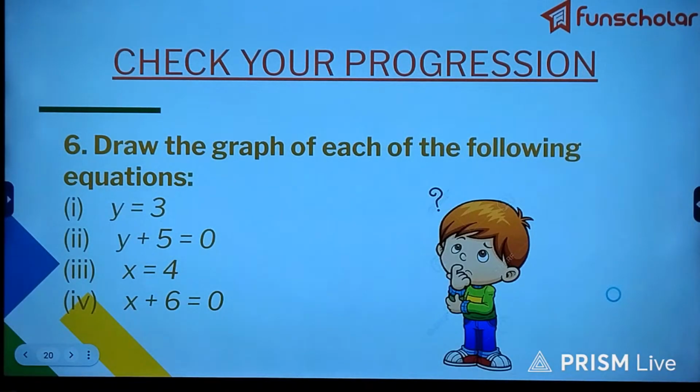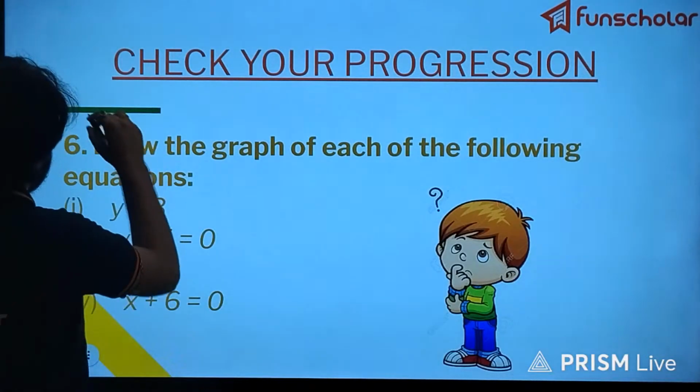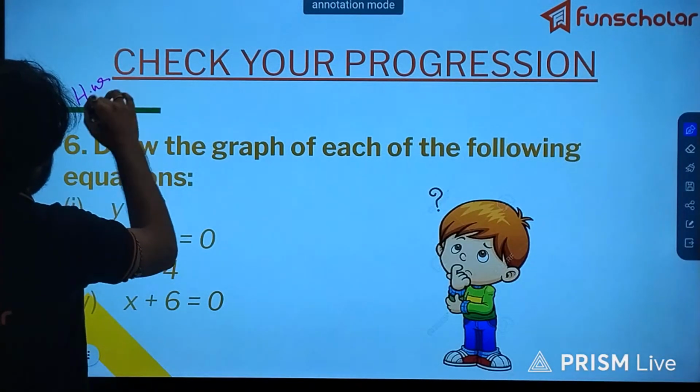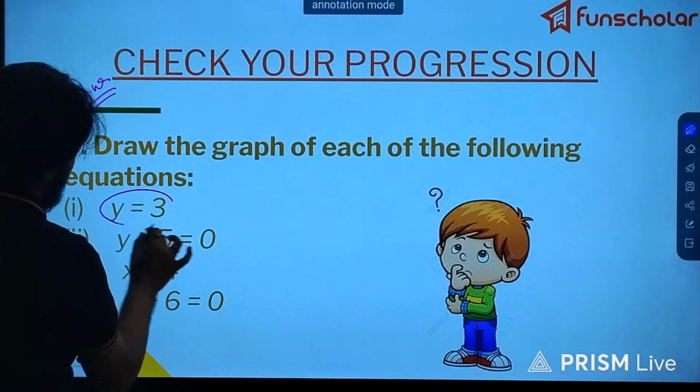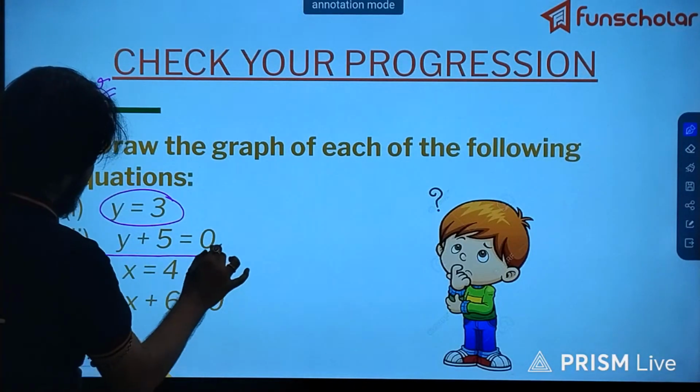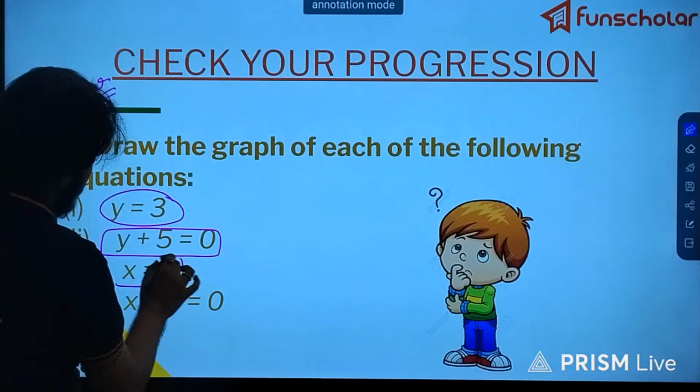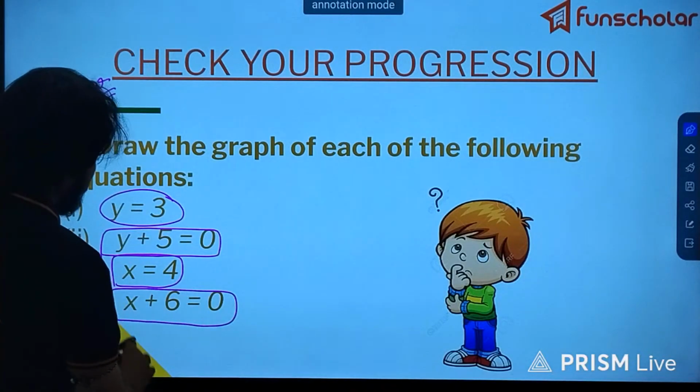Draw the graph of each of the following. This will be your homework. You need to draw the graph of the following expressions: y equal to 3, y plus 5 equal to 0, x equal to 4, and x plus 6 equal to 0.